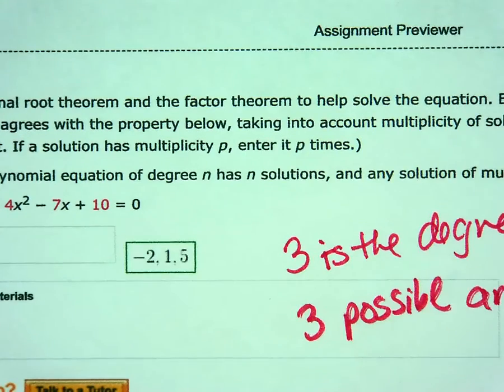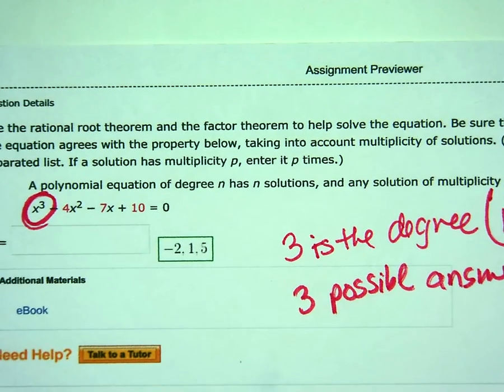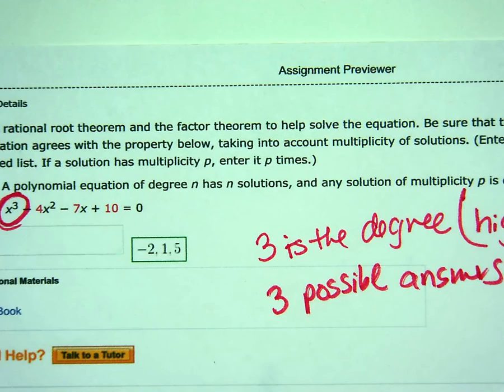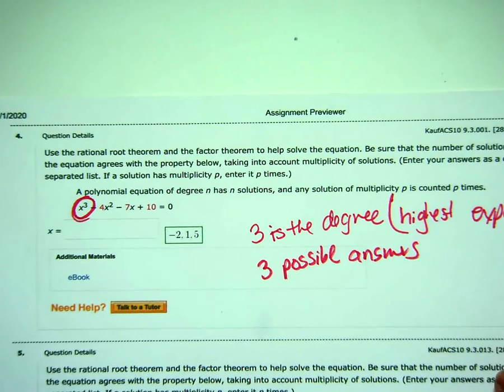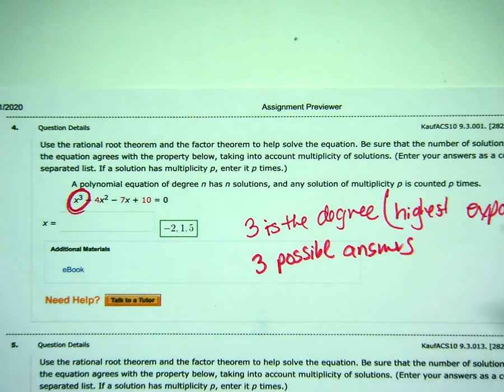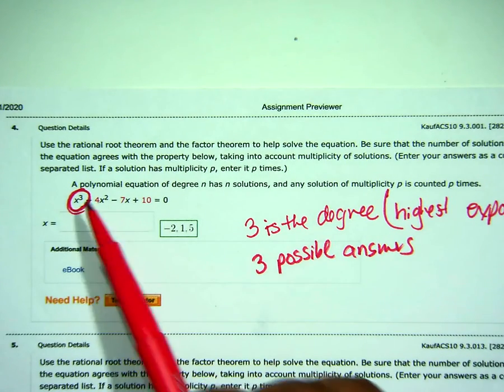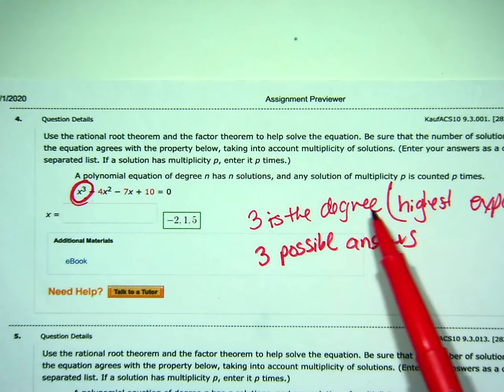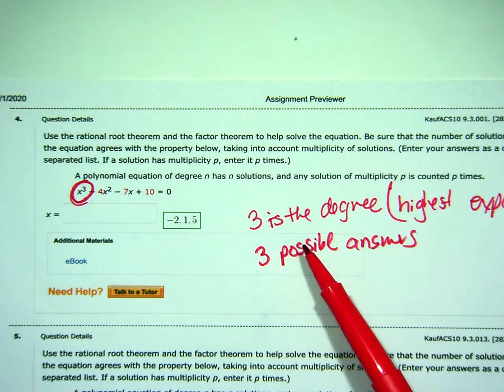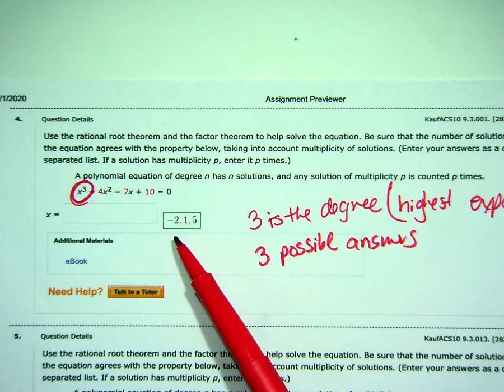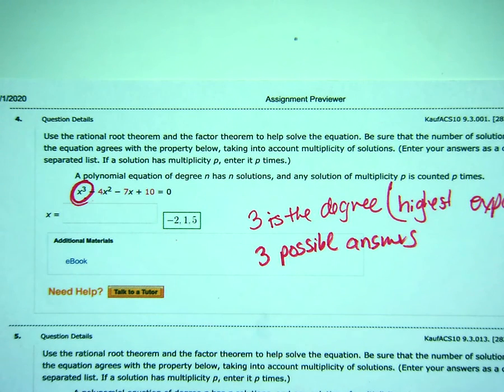So let me zoom out so you can see what I wrote. So if you remember, 3 was your highest exponent, therefore it determines your degree. Because your degree was 3, you're going to have 3 possible answers. Those answers are -2, 1, and 5. Well, let's figure out how we did that.